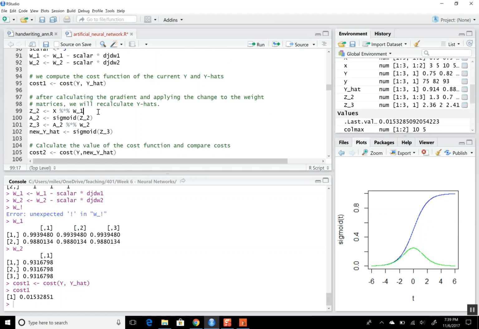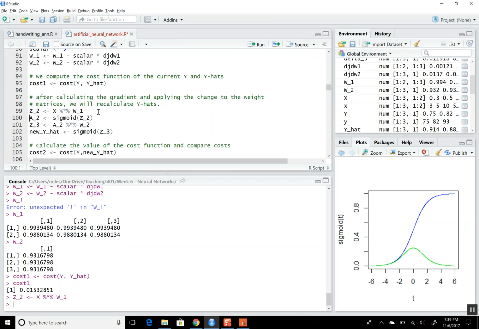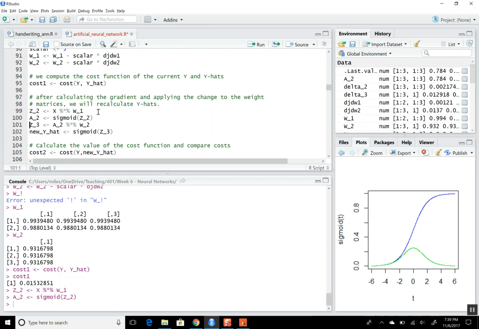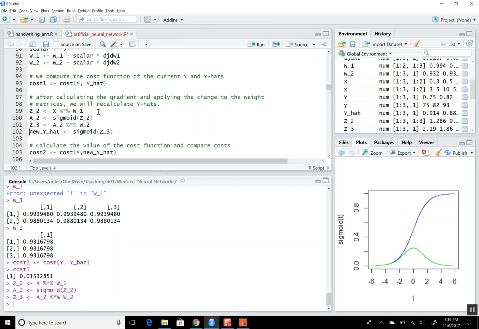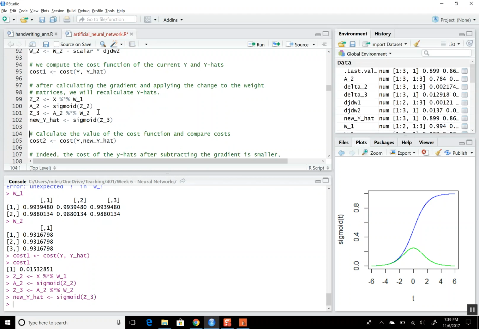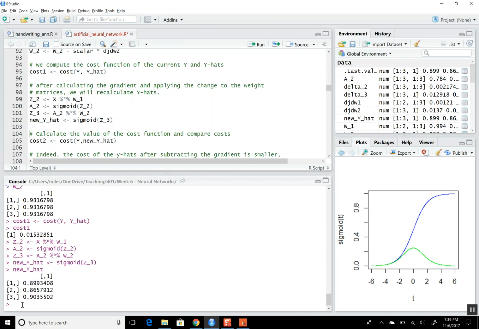Now we will do forward propagation and calculate our new predictions based on these new weight matrices. I'm going to say x times weight matrix 1 is z2. We apply the sigmoid function to get a2. We multiply those outputs times the second weight matrix to get z3, and our new predictions come after applying the sigmoid function to z3. So our new y hats is this, our new predictions.